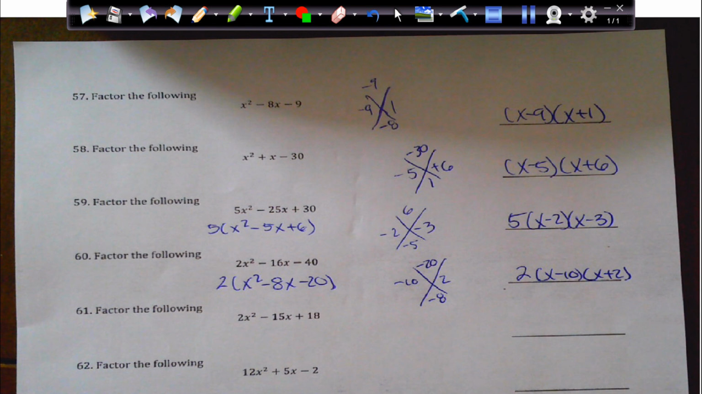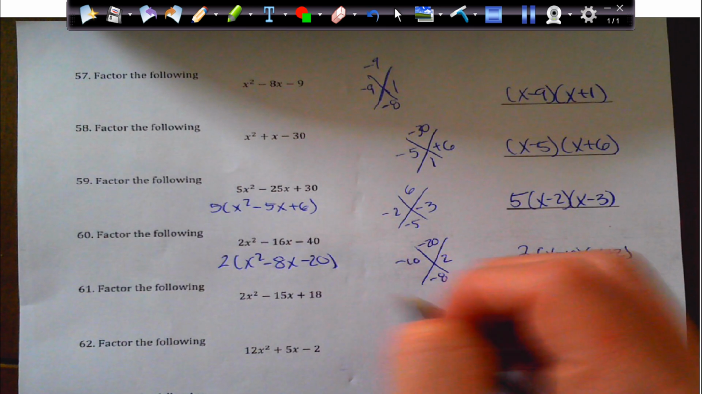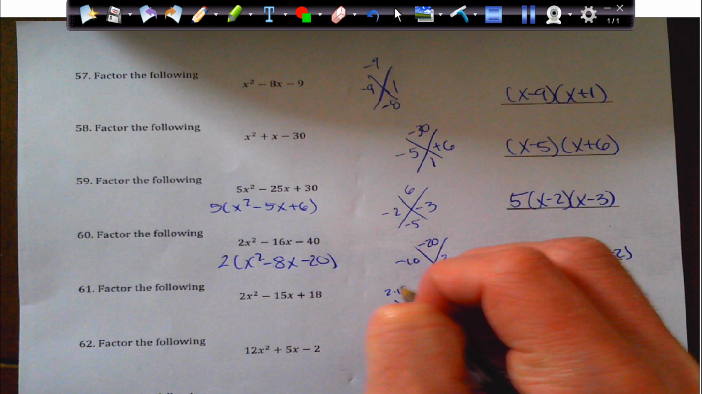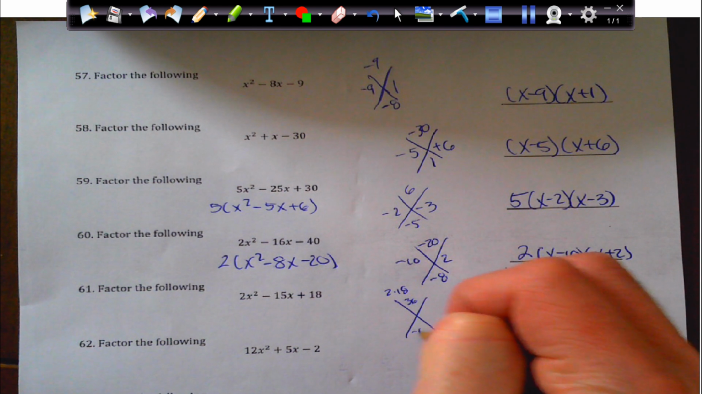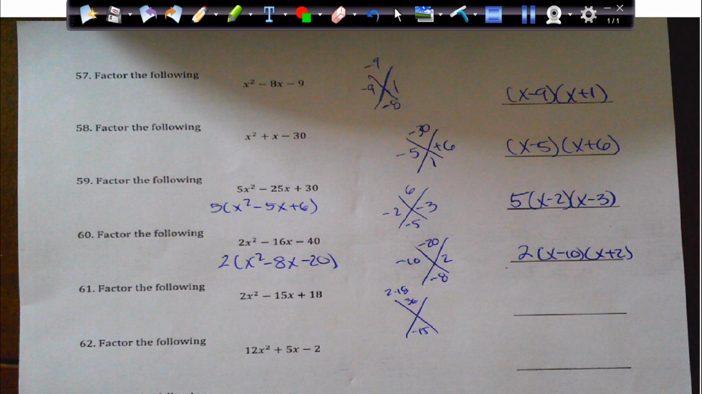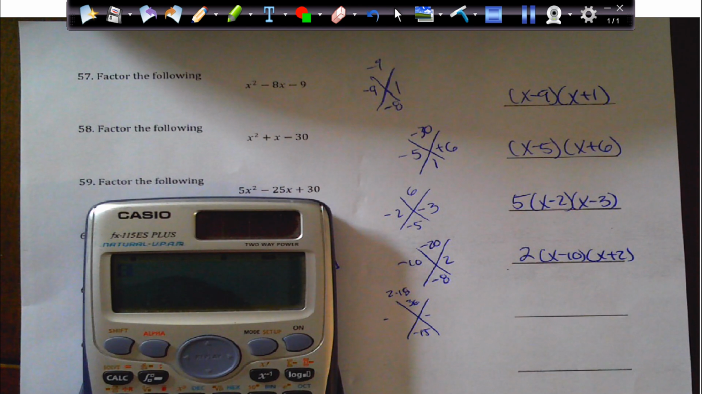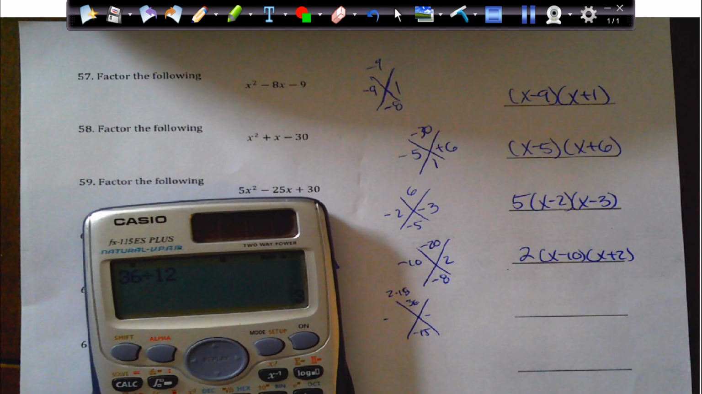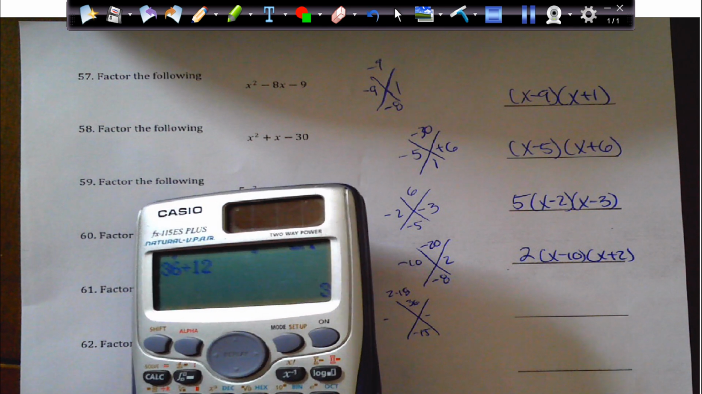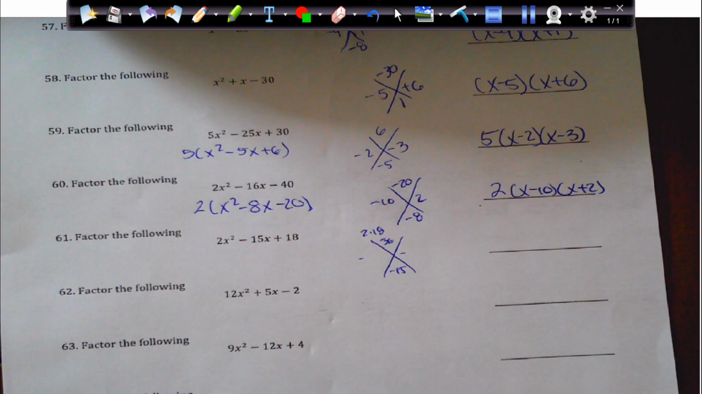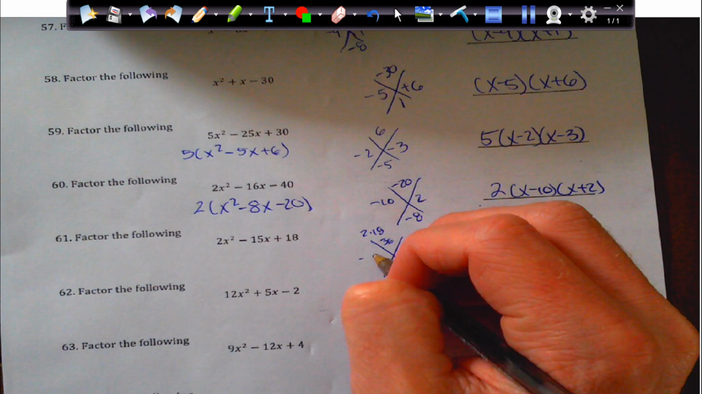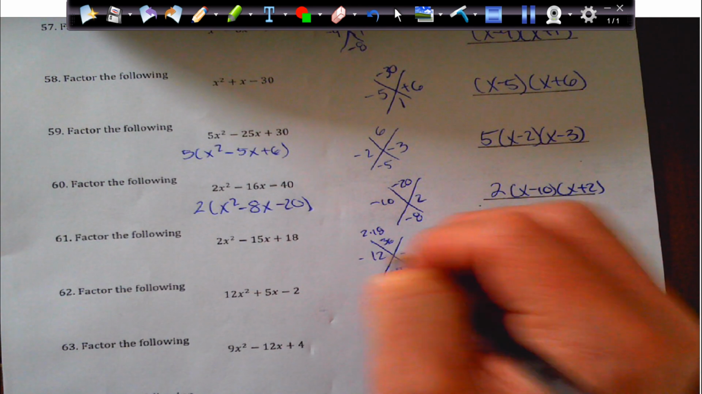Now this next one I can't factor a 2 out of, so I'm going to have to split the middle term. So I'm going to do 2 times 18, which is 36, and negative 15. So I'm thinking maybe they're both negative, potentially. And this is where, again, I'm not always perfect, so I'm going to just do 36 divided by 12 and 3. There it is. I had a feeling. I just had to double check. So 12 divided by 3 is 36. So we get negative 12, negative 3.